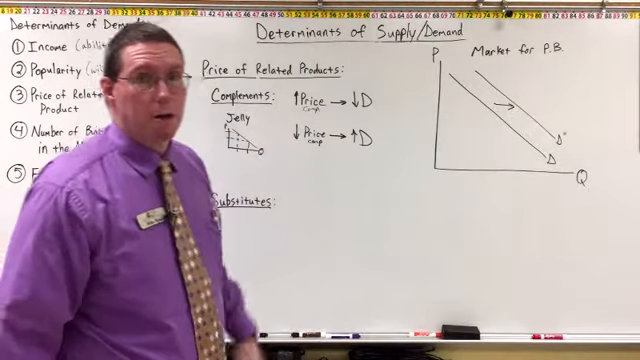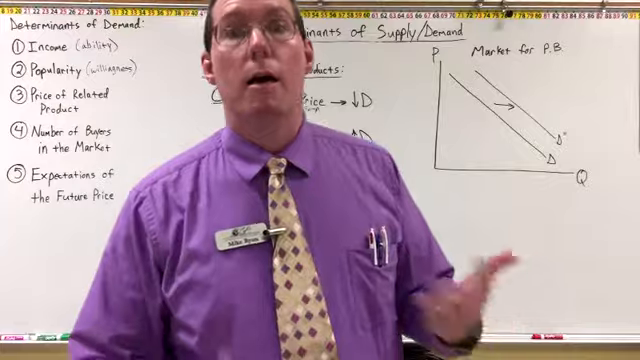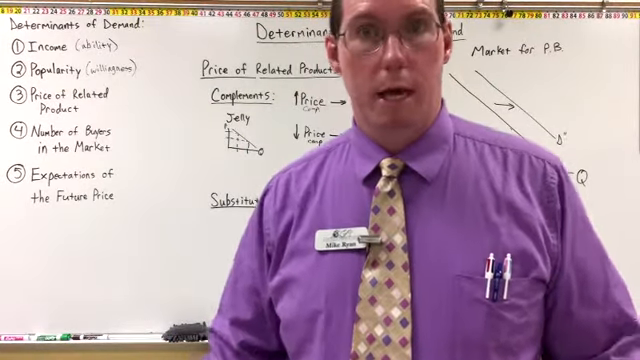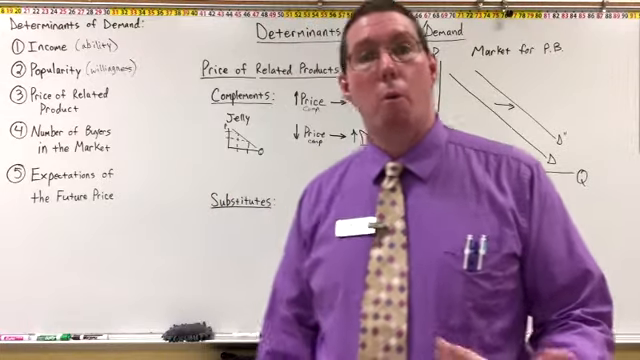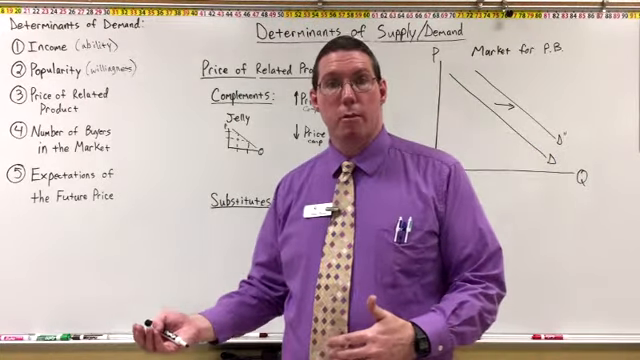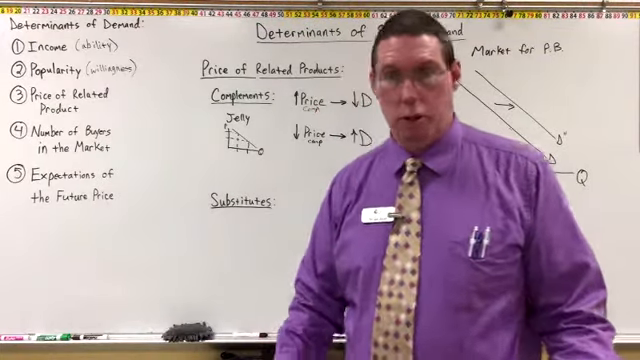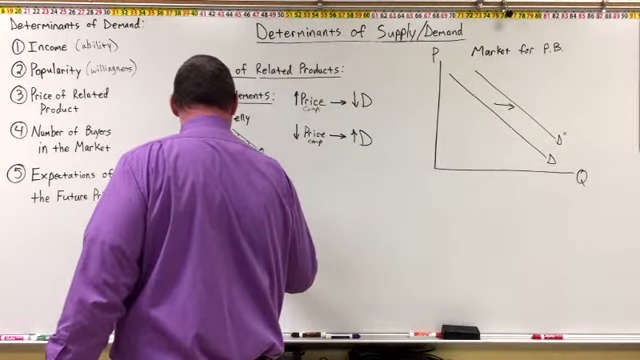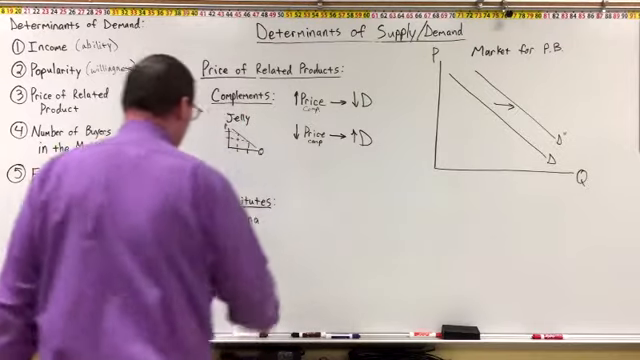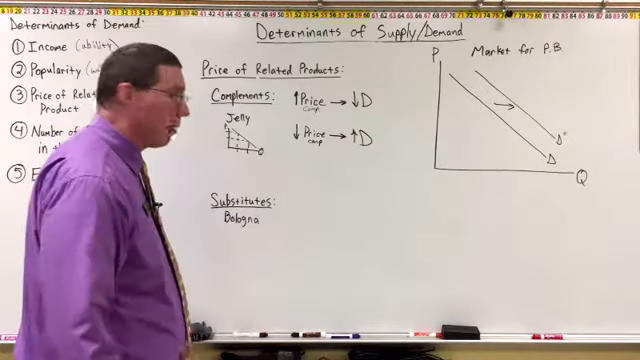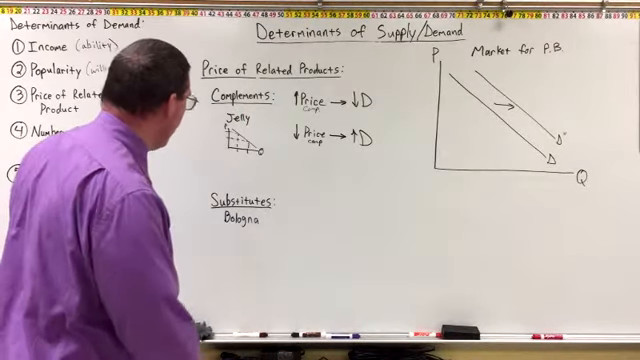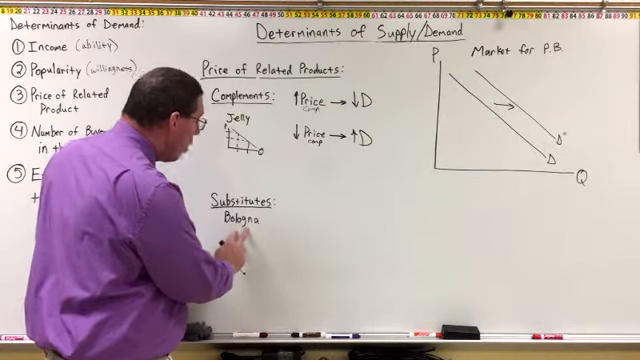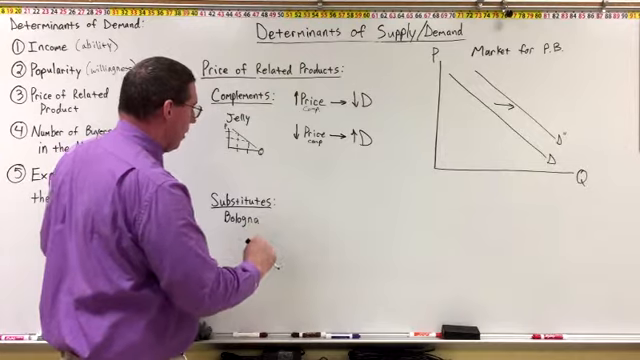So we're talking about the market for peanut butter. Maybe a substitute for peanut butter is bologna. Okay, so people are going to have a peanut butter and jelly sandwich or they're going to have a bologna sandwich. So that's B-O-L-O-G-N-A. Okay, I remember that from the Oscar Mayer commercial years ago. So the bologna is a substitute for peanut butter.